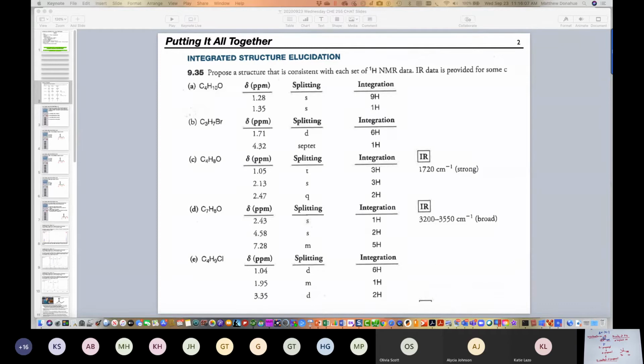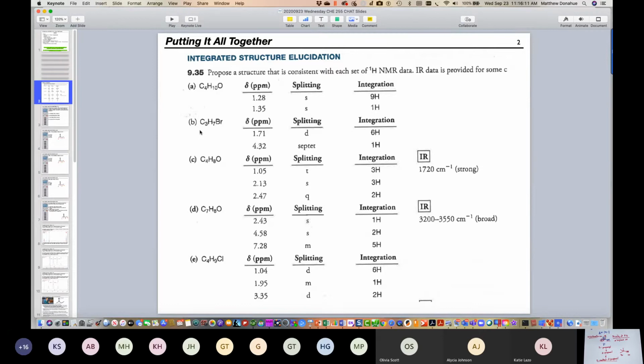Why don't we go on to, so I'm clicking back on the screen here. Let's do problem B, where you're given a molecular formula C3H7Br and the following data. 2 pieces of data here: chemical shifts, splitting, and integration. So see if you can propose a structure for that.